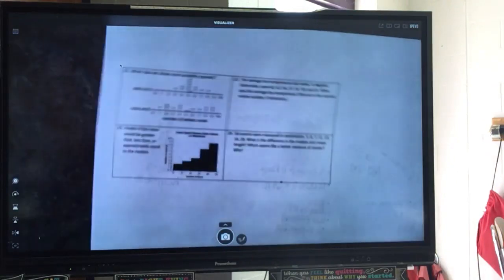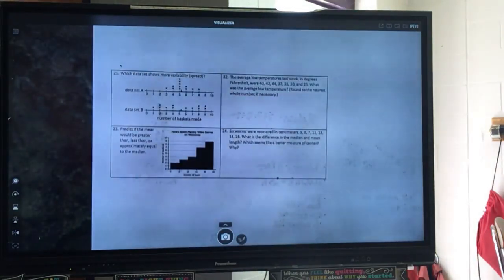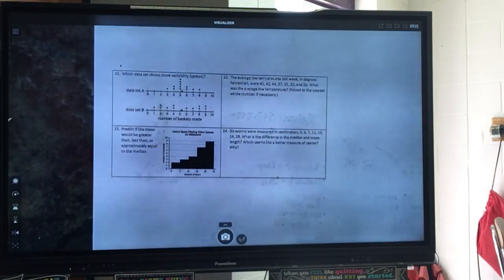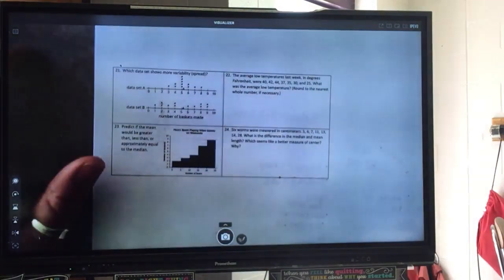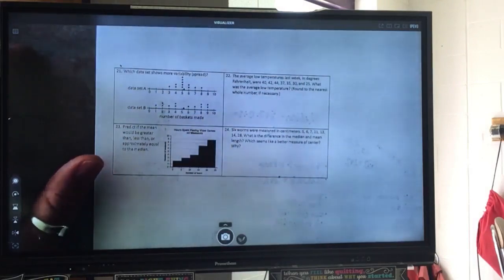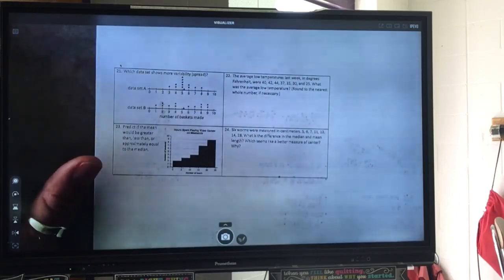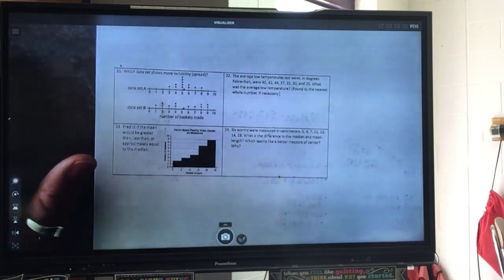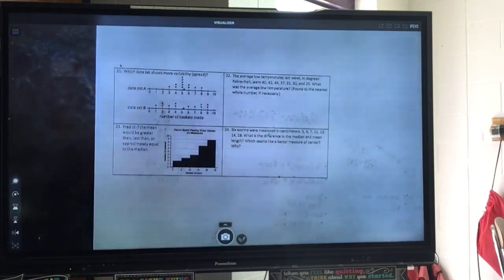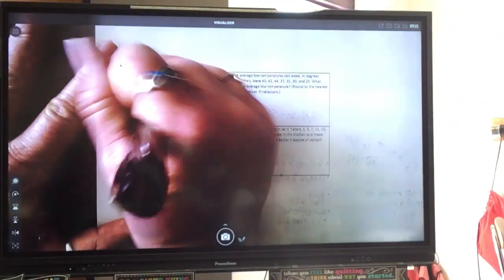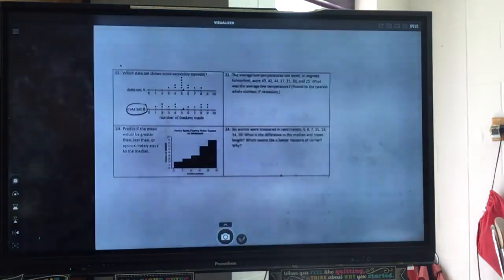Number 21. It says, which data shows more variability? Spread, so the spread. So data set A or data set B? Elisa, which one? So more spread. So B, because it's more spread out, right? There's more answers. A is just a little bit more clustered together.